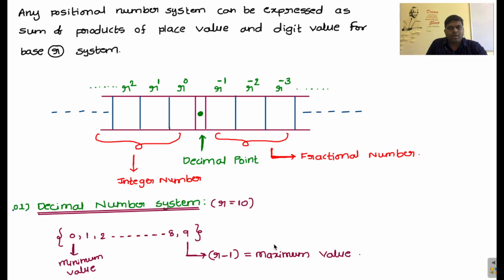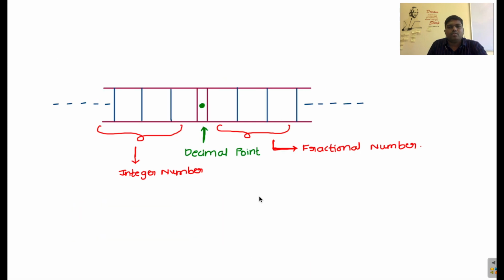First we will take one example in the decimal number system. This is a base 10 number system, that is, radix R equals 10, and here the possible digits are 0 to 9. Where 0 is the minimum value and 9 is the maximum value, which is denoted as R minus 1. You can apply the same number representation to this decimal number system. So this is the decimal point, this entire portion is the integer number, and this entire portion is the fractional portion.